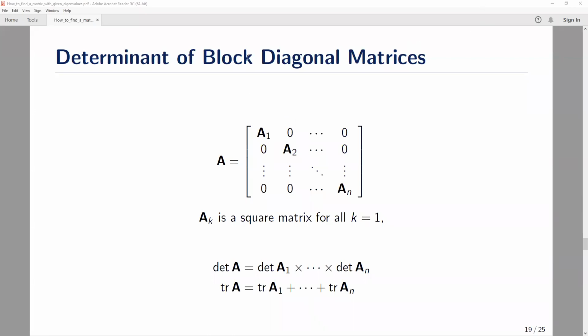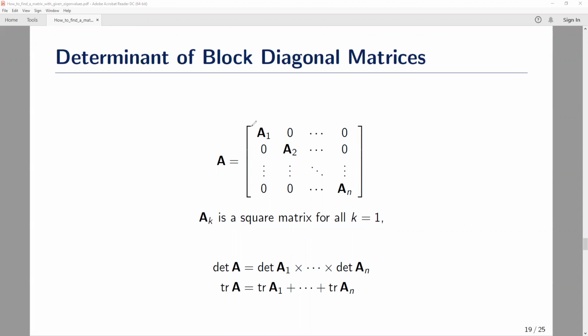So if you consider this block diagonal matrix, where these are square matrices placed along the diagonal, just like I have shown, the size does not matter. It can be 2 by 2, 3 by 3, whatever, but square matrices. We can show that the determinant of this is the product of the determinants, which seems natural algebraically, but needs a proof.